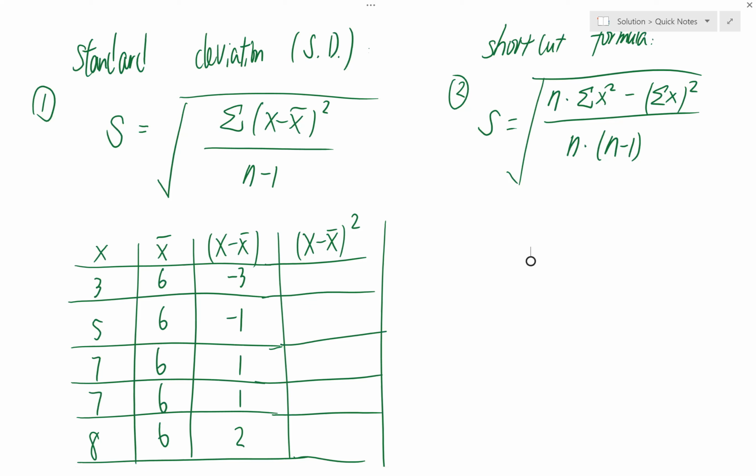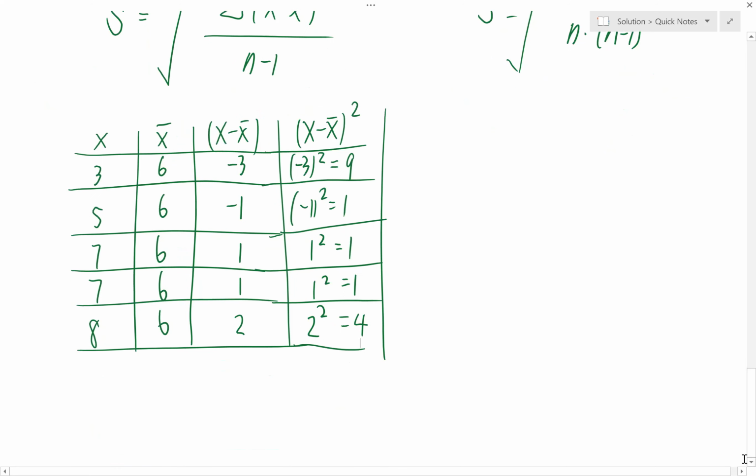So -3 squared, putting the parentheses, becomes +9. -1 squared becomes 1. 1 squared is 1. 1 squared is still 1. 2 squared is 4. All right, so we finished the prep work. Now we sum up the last column, which is the summation of x minus mean, squared. We sum up all the squared terms: 9 plus 1 is 10, 11, 12, 16.